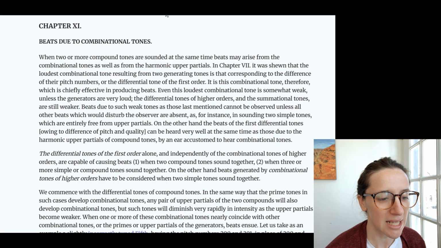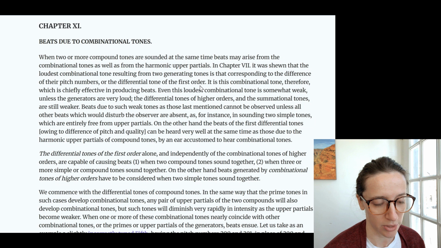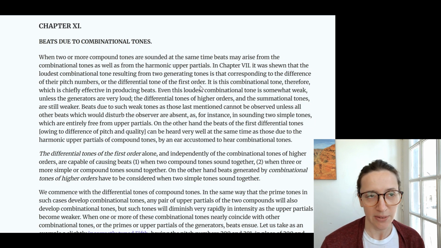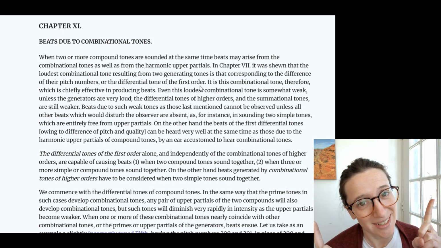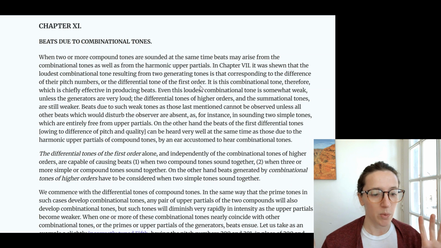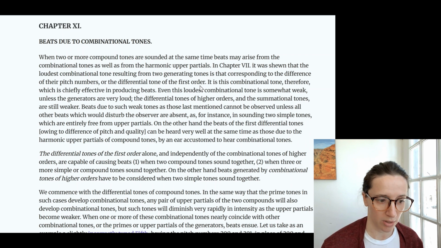Chapter 11, Beats Due to Combinational Tones. We looked at a few different kinds of combinational tones back in chapter 7. If you missed my video on chapter 7, check it out here. But for this chapter, we're going to be focusing on the differential tones, and for the most part, the differential tones of the first order.